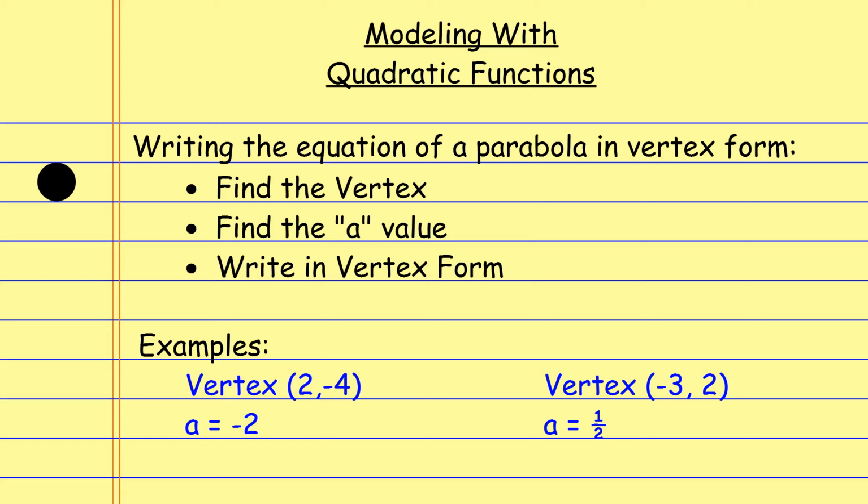But for this one, to write these equations in vertex form, all we need to do is find the vertex, find the a value, and plug it into that vertex form. And remember that vertex form is y equals a times x minus h squared plus k. The two things we need are the vertex and the a value. So vertex being the h, k, and then we find this a value, and then we plug it into this format.